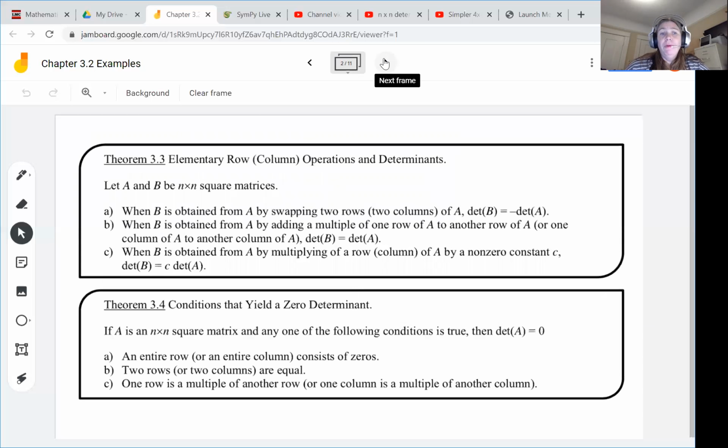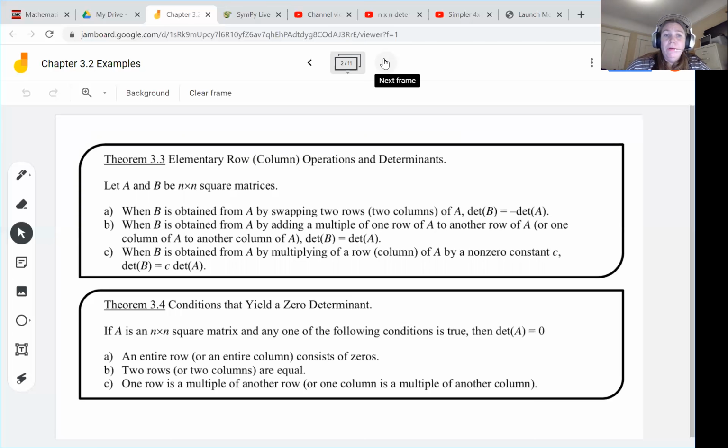Theorems 3.3 and 3.4 are related to the elementary row and column operations that we can use for determinants, and how we can get conditions that yield a zero determinant. We are going to prove these theorems in conjunction in this section. Theorem 3.3 says let A and B be n by n square matrices. There are three parts to this, parts A, B, C. Part A says when B is obtained from A by swapping two rows or two columns of A, then the determinant of B equals negative determinant of A.